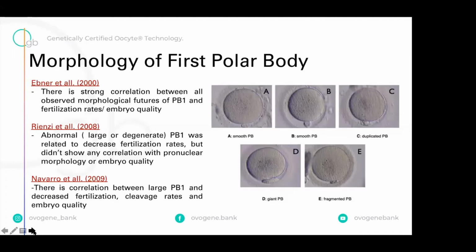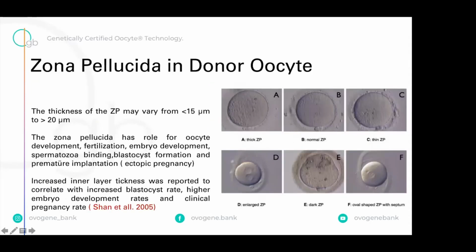There is a direct correlation between a large first polar body and decreased fertilization, cleavage rate, and embryo quality. If we talk about the Zona pellucida in the donor oocyte, the thickness of the Zona pellucida should be not less than 15 micrometers or more than 20 micrometers. This is also directly measured by artificial intelligence. As you know, under a regular stereo microscope, there is no possibility to analyze that well.